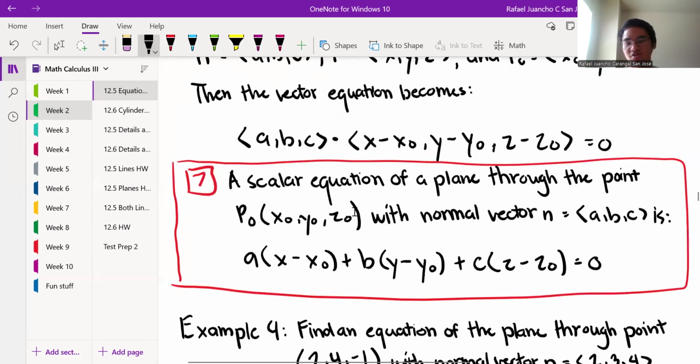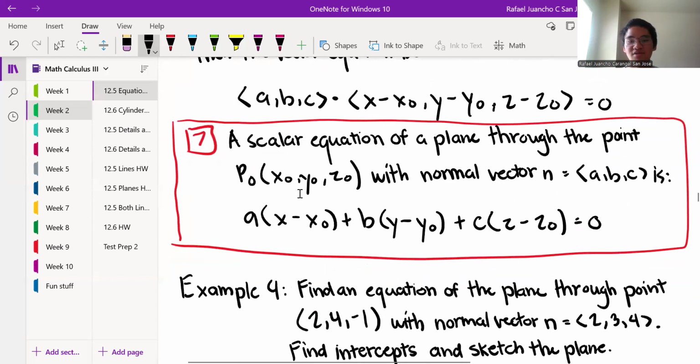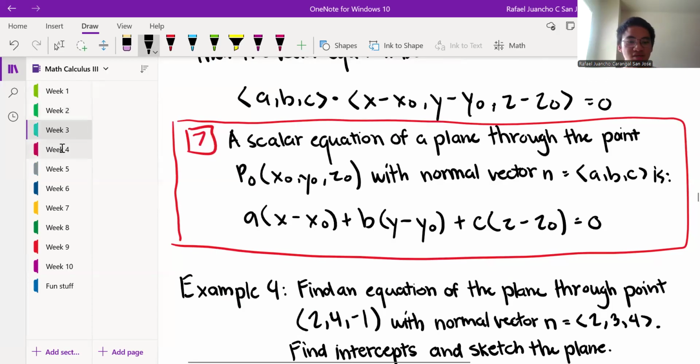So the scalar equation of a plane through the point, and it has this normal vector n, is this, right? We have our initial point x naught, y naught, z naught, and x, y, and z, given some point, and then we have our normal vector n with components a, b, and c. And so that's the idea that we're going for.